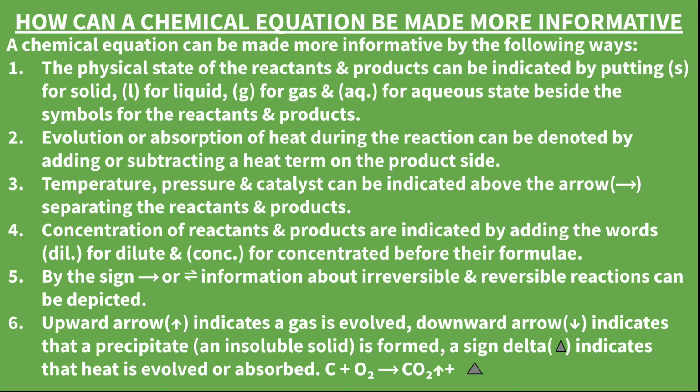Now the concentration of the reactants and products is indicated by adding the words dilute or conc, that is DIL or CONC for concentrated. Then by the sign of a single arrow or double arrow, we know whether the reaction is reversible or irreversible. If it is irreversible, it is a single arrow; if reversible, it is a double arrow, placed between the reactants and the products. Then an upward arrow indicates that a gas is evolved. A downward arrow indicates that a precipitate or insoluble solid is formed.